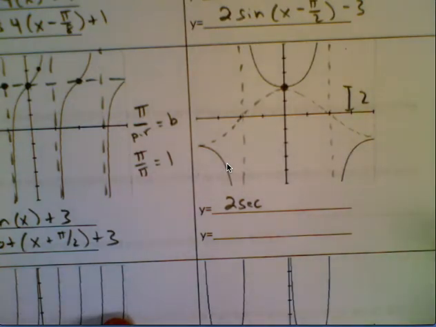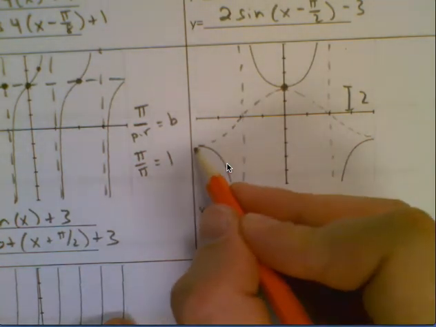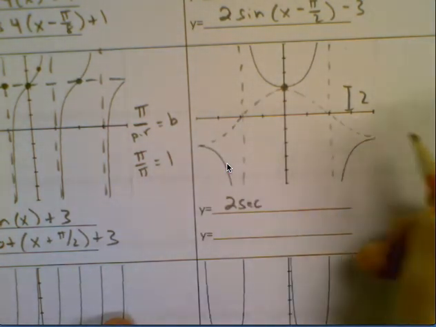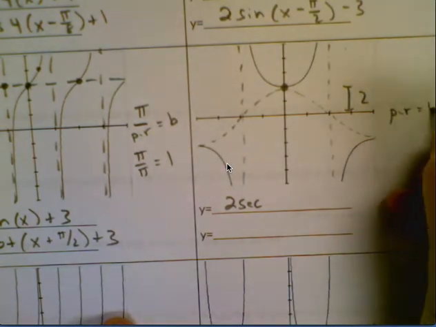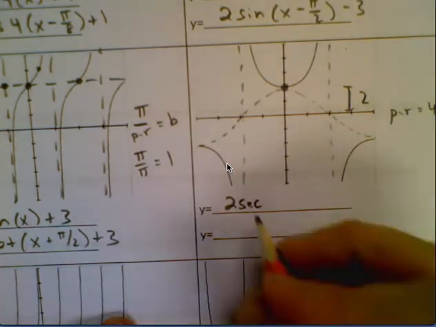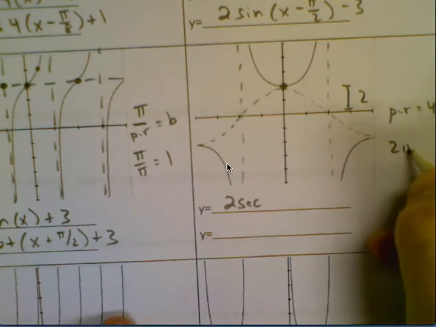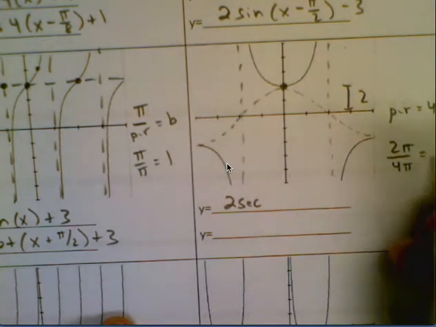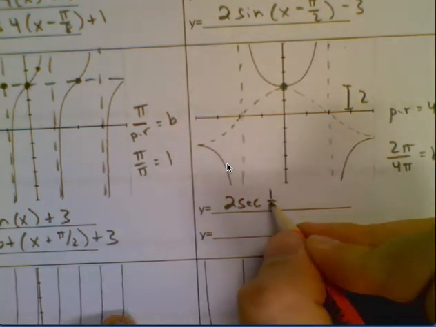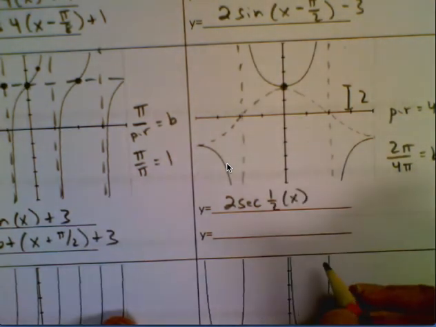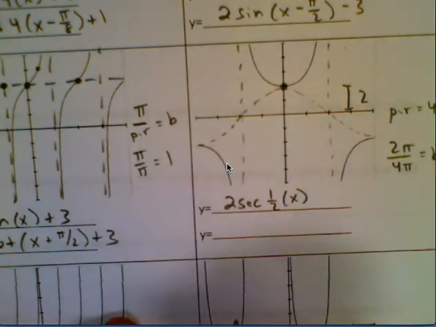We need to know the period. It looks like we get a full period from negative 2 pi to 2 pi, so the period here would be 4 pi. To figure out the b value, remember that we do 2 pi divided by the period to get b, which in this case will give us a half. So we'll have a half here. I had no horizontal shift, and no vertical shift.